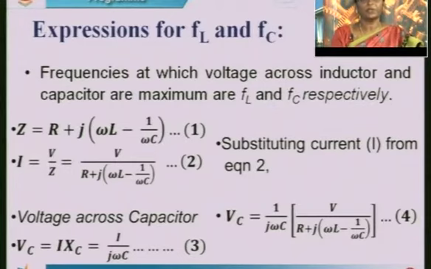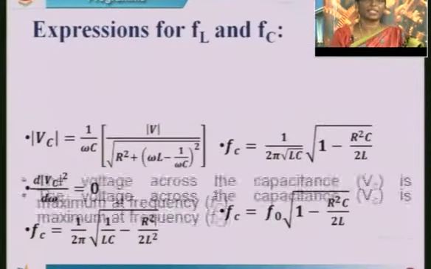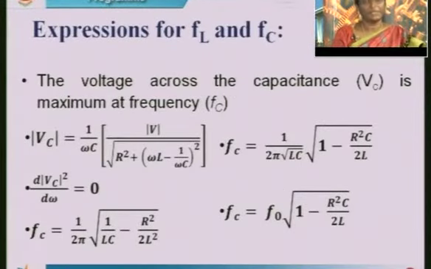Now we substitute I from equation 2 into equation 3. On substitution, it is 1 by j omega C into V by (R + j(omega L - 1/omega C)), which gives the voltage across the capacitor, equation 4. Once we get the voltage across the capacitor, we are going to find the expression for Fc, using Vc to find the maximum voltage at frequency Fc.